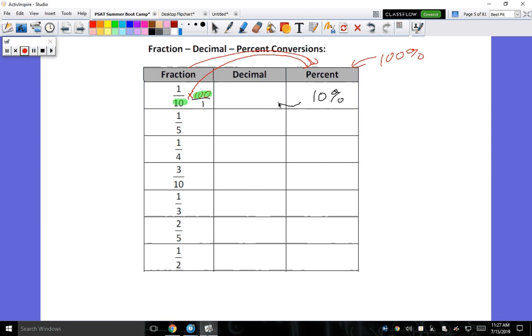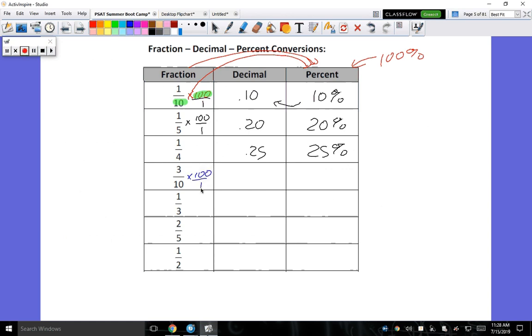How do I now move it to a decimal? Move the decimal 2 to the left. Done. Okay. 1/5. It'll reduce to 20%. Otherwise, 0.20. How about 1/4? 25%, which is 0.25.